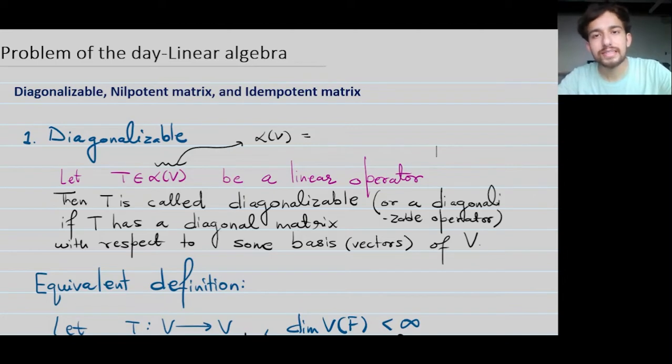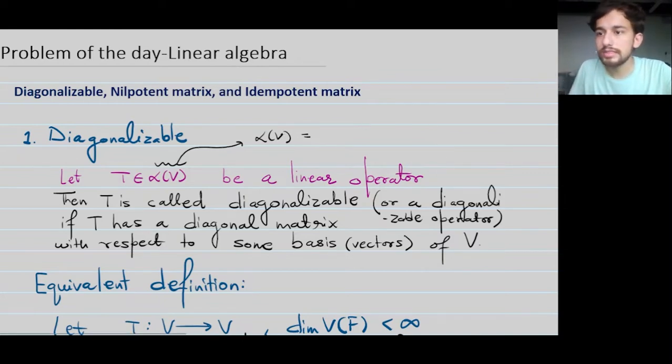Today I'm going to discuss the problem of the day, and it is based on linear algebra. The topics we're going to cover today are, first, the concept of diagonalizability; second, what we mean by a nilpotent matrix; and finally, what an idempotent matrix is. Based on all three notions, we're going to give a problem of the day which you have to solve, and I'll first define these notions for a linear operator and finally give an equivalent formulation for a matrix. Okay, so without any delay, let's get started with the lecture.